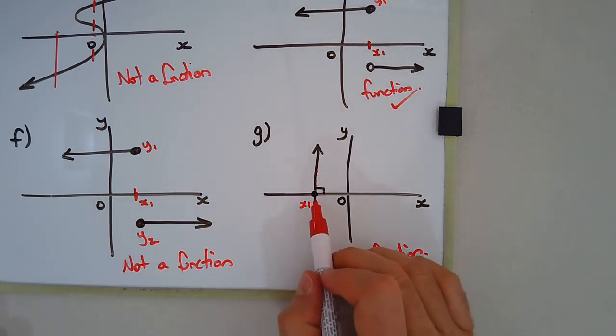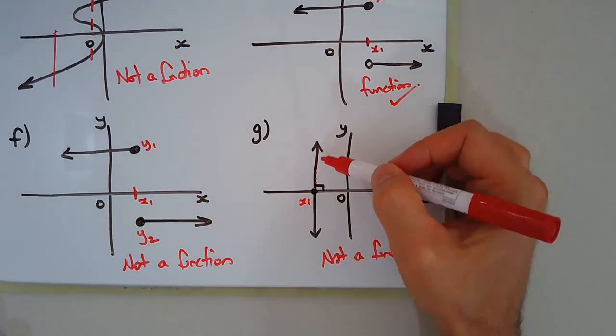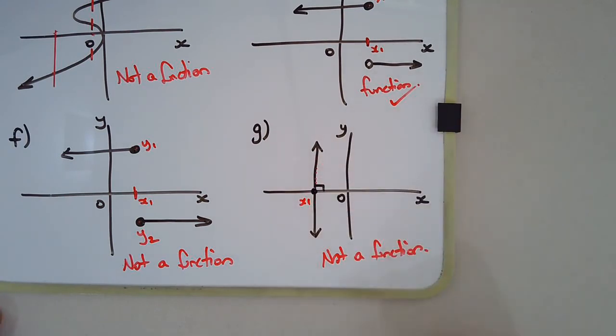In other words, give me a value x1, I've got lots of y values as a result. So it's not one input, one output. This is one input, infinite outputs. So clearly, again, not a function there.